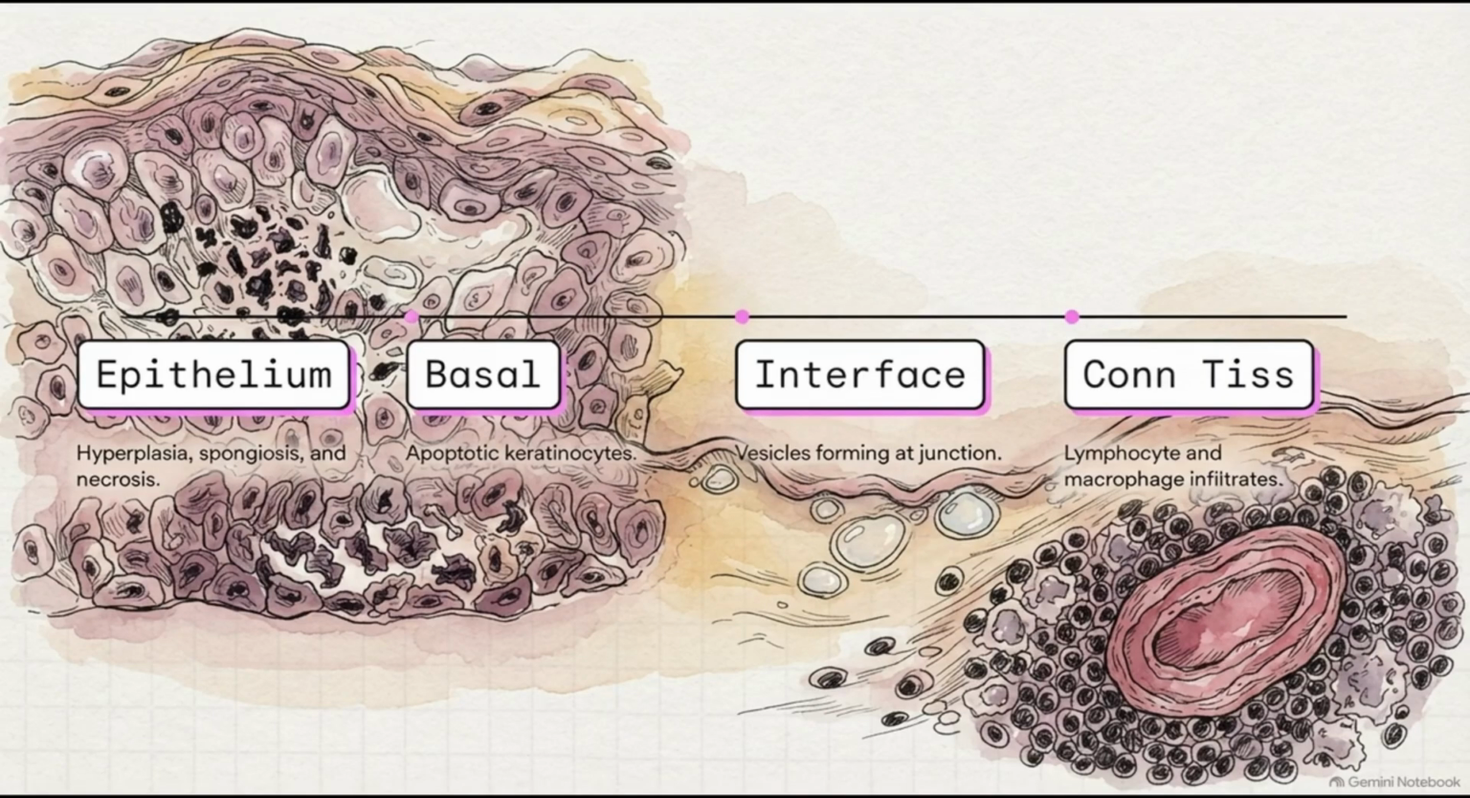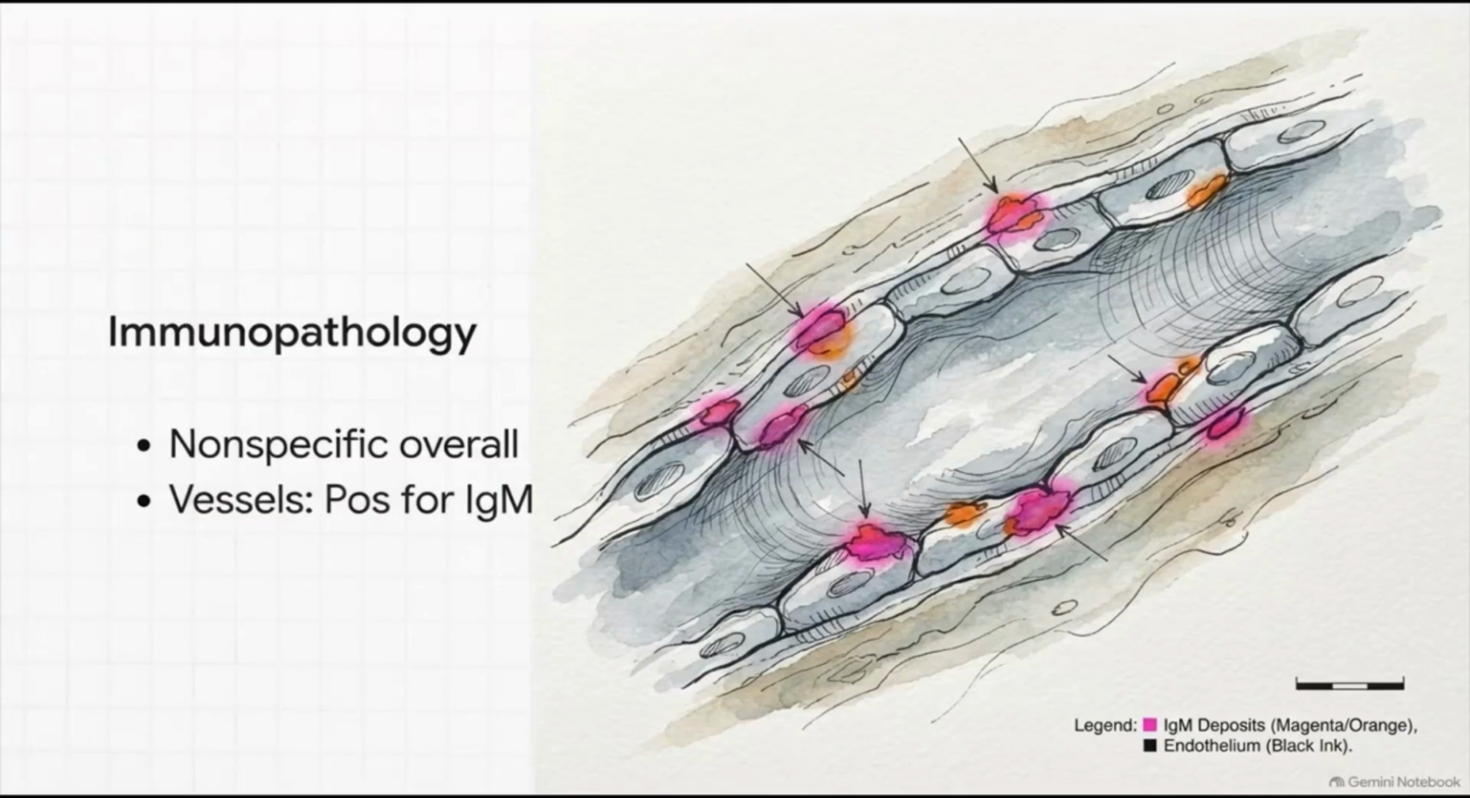the perivascular spaces. The direct immunofluorescence testing is super interesting here too. Overall, the pattern in the epithelium is pretty nonspecific. You get negative staining for immunoglobulins. But check out the blood vessels. They test positive for IgM, complement, and fibrin deposits in their walls. This is the exact piece of evidence that supports the theory that EM is an immune complex vasculitis.